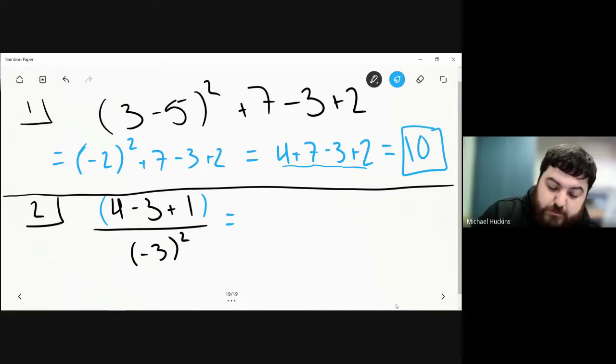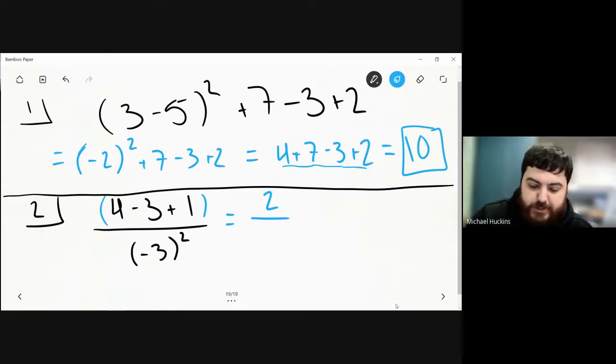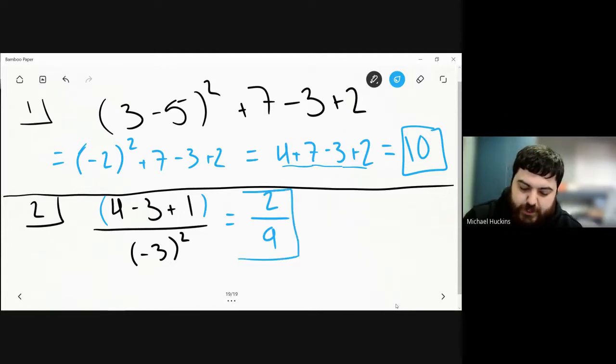4 minus 3 is 1. 1 plus 1 is 2. And in the denominator, negative 3 to the second power gives us positive 9. Now this is as simplified as this is going to get, 2 over 9, so we will leave that as our final answer.